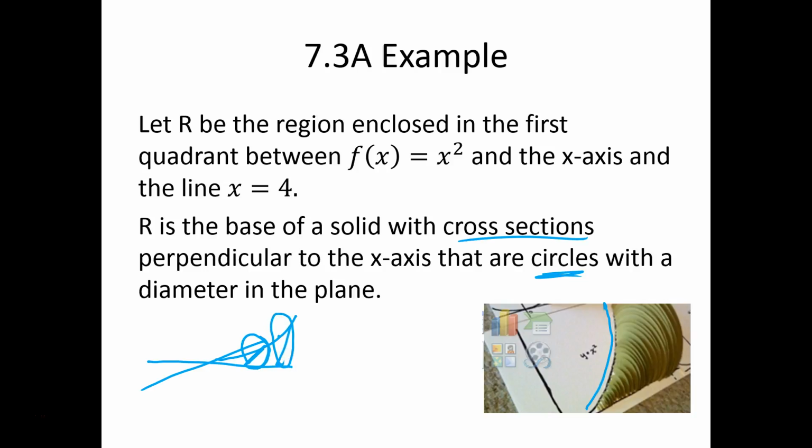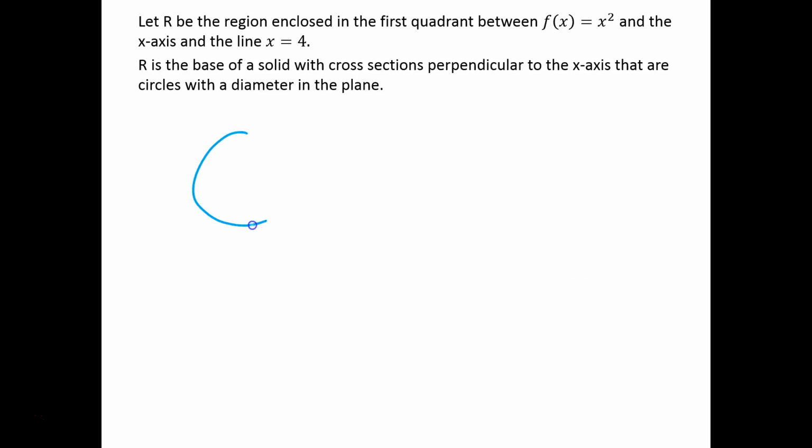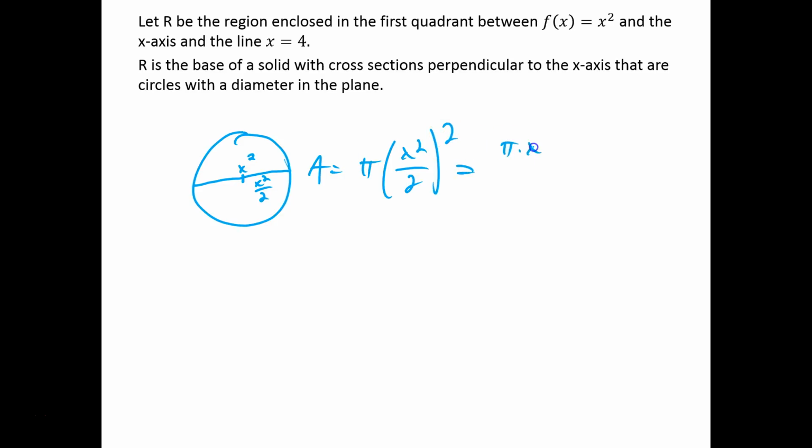And each one of those representative cross sections will be a circle. So let's draw that out. Here's our representative cross section. The diameter is going to be our x squared, and that means the radius is x squared over 2. So the area of this guy would be pi times r squared, that's x squared over 2 squared. So overall, pi times x to the 4th over 4.